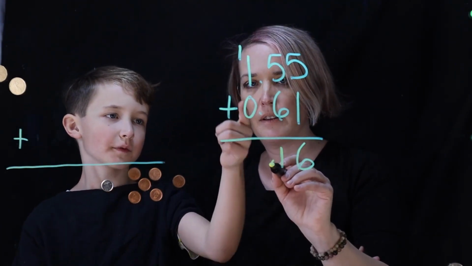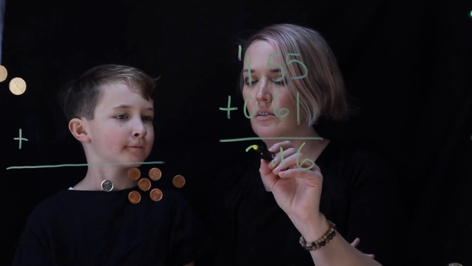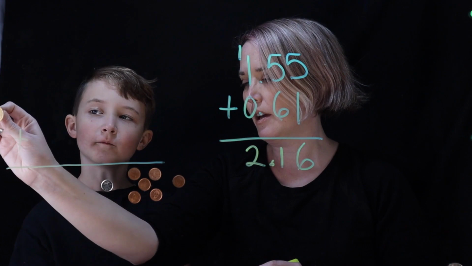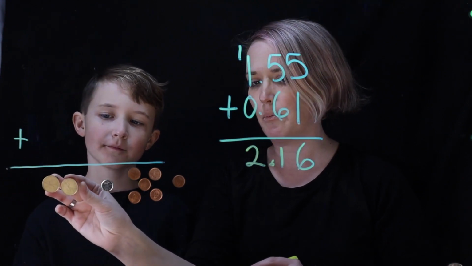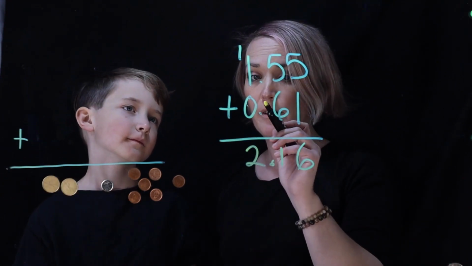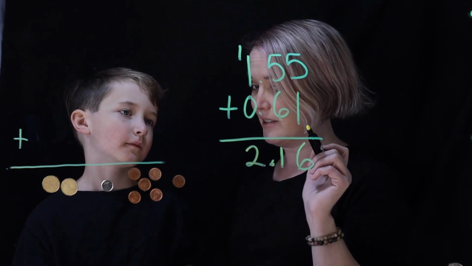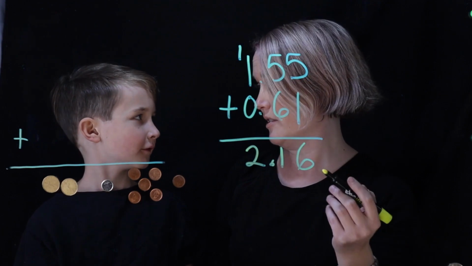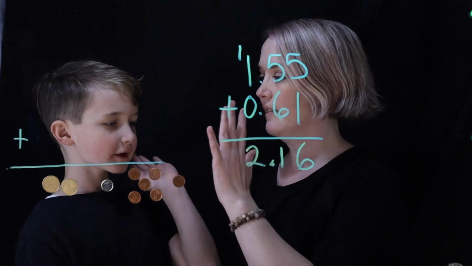So you do 1 plus 1, so 2. Okay, put 2 there. And then 1 plus 1 is 2. I'll put it down here so that everything matches up. So $1.55 plus 61 cents equals $2.16. Yeah. That was awesome. Thanks. Bye.